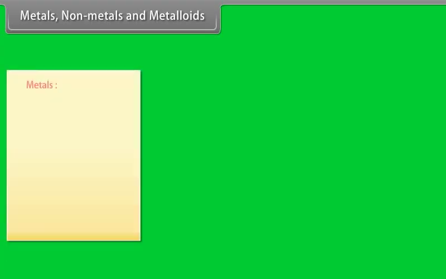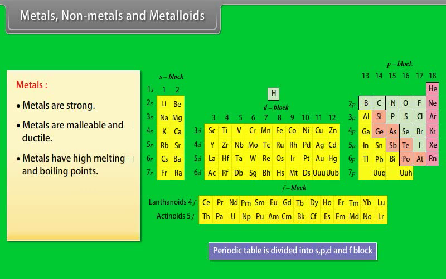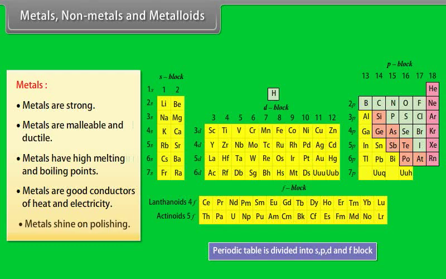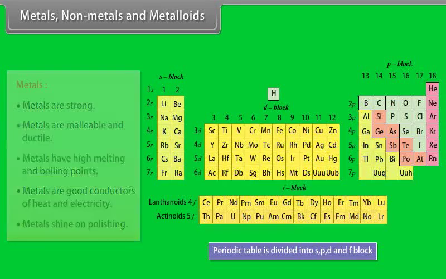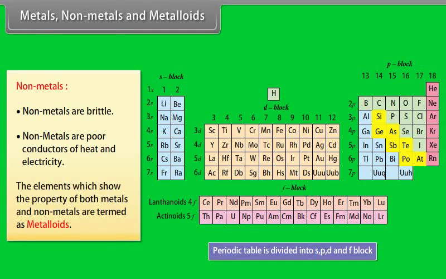Metals, nonmetals, and metalloids. Metals. Metals are strong. Metals are malleable and ductile. Metals have high melting and boiling points. Metals are good conductors of heat and electricity. Metals shine on polishing. Non-metals. Non-metals are brittle. Non-metals are poor conductors of heat and electricity. The elements which show the property of both metals and non-metals are termed metalloids.